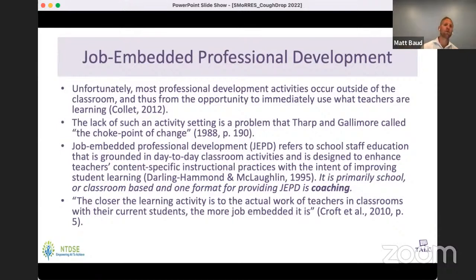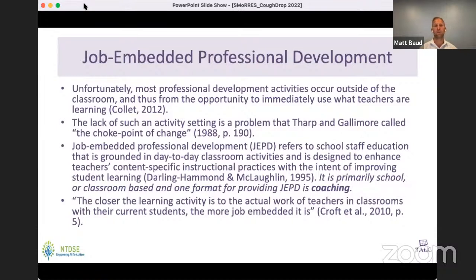So getting into the coaching component and seeing some of the things in Slack, right? And how can we go about doing this? But what we do know is that job-embedded professional development refers to school staff education that's grounded in the day-to-day classroom activities, right? We're not doing things always outside. Yes, we do some of it outside. But the idea is to really enhance that teacher's context-specific instructional practice with the intent of improving student learning. What did we talk about before?